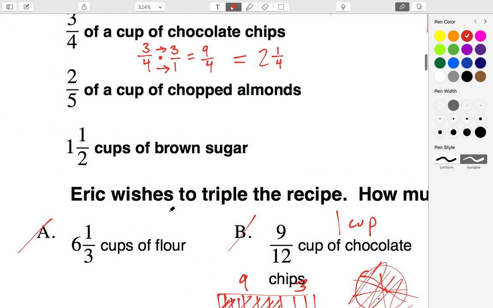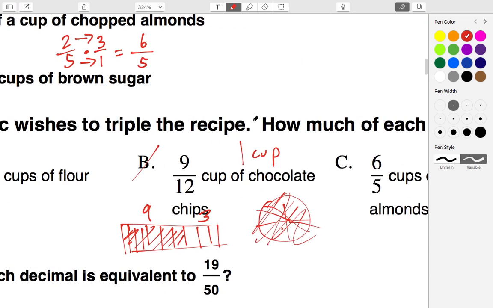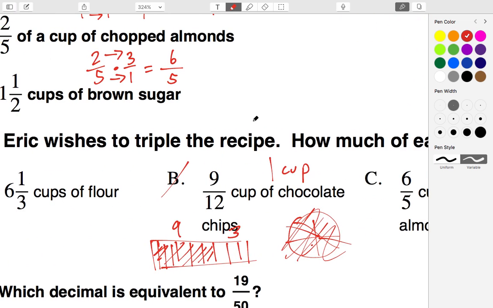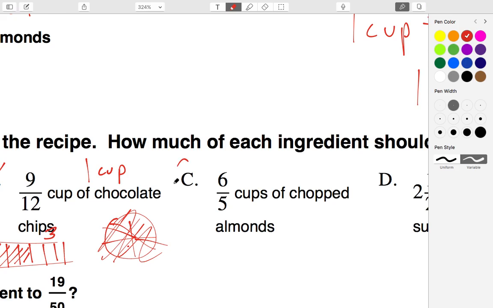Next one, 2 over 5 times 3 over 1. Multiply across, multiply across. What's 2 times 3? 6. What's 5 times 1? 5. Okay. 6 over 5 cups of chopped almonds. Yes? Very good. C is your answer.